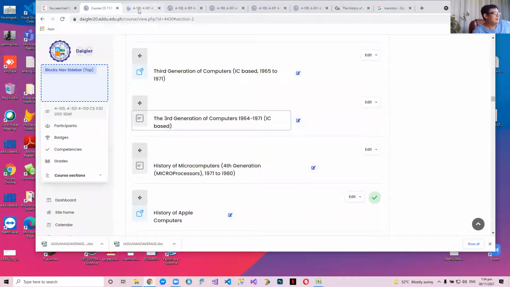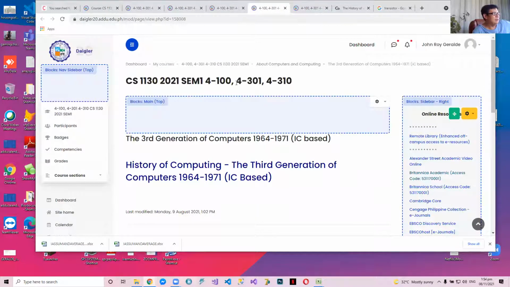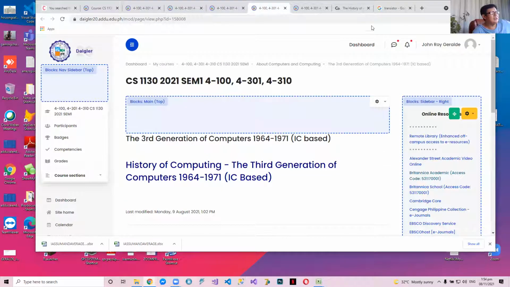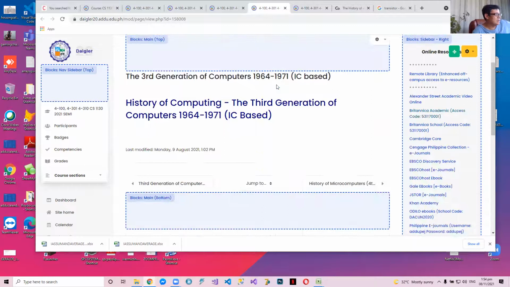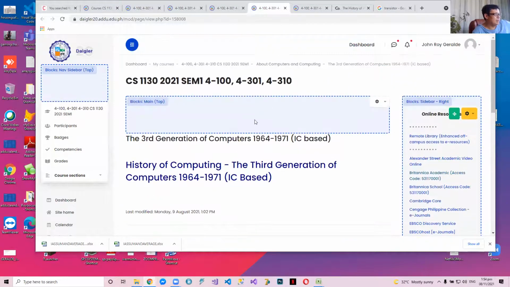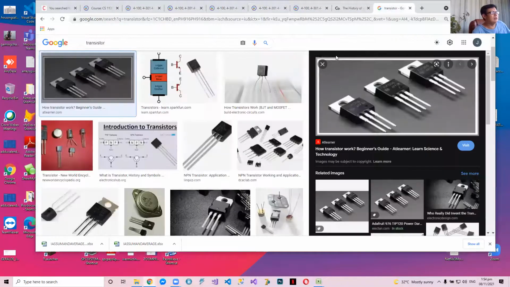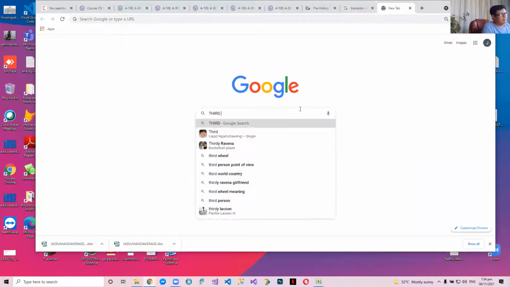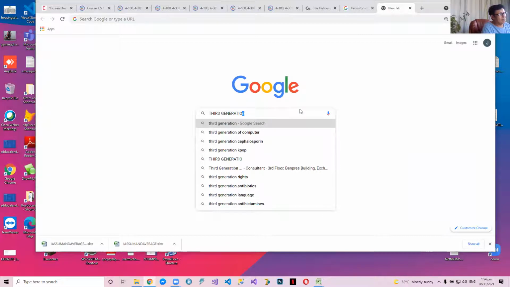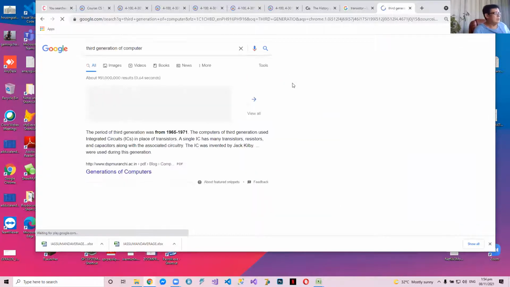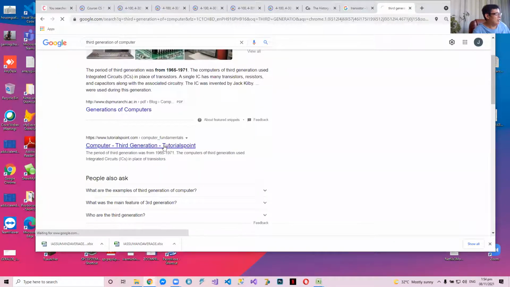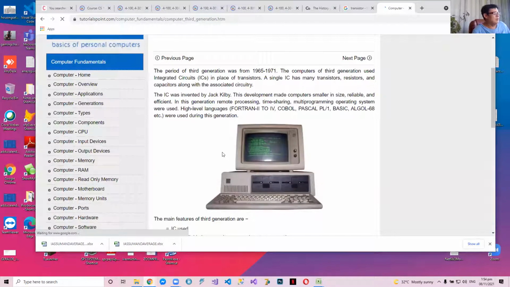IC based. It should be here. Why is it missing? 1964 to 1971. I lost the content here. Let's just Google that. So, IC. 1965 to 1971. Anyway, Tutorials Point is a good source.